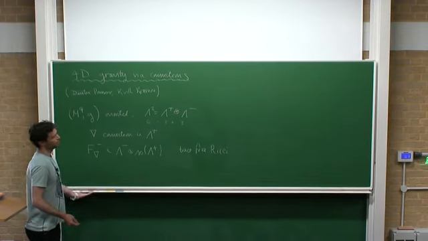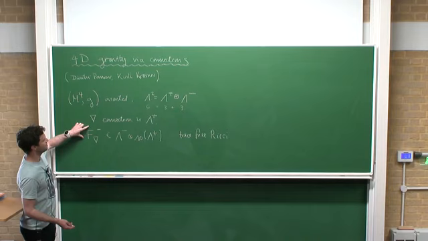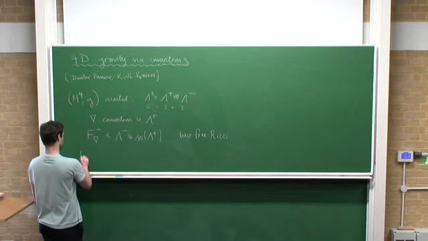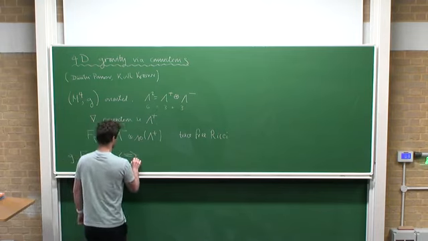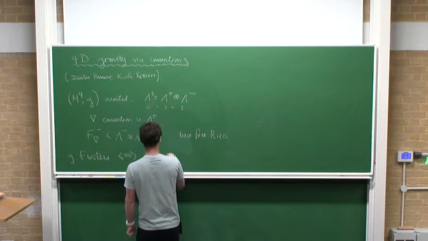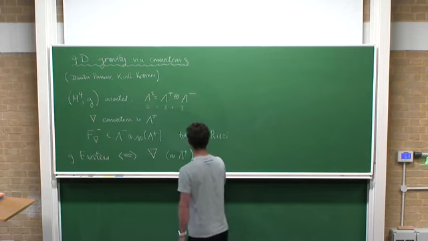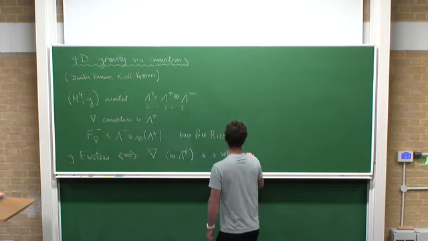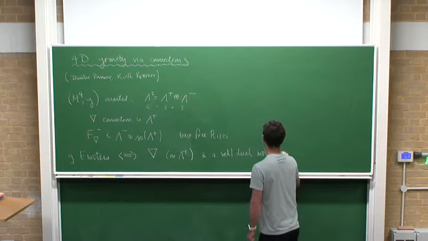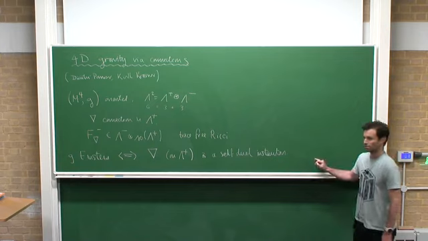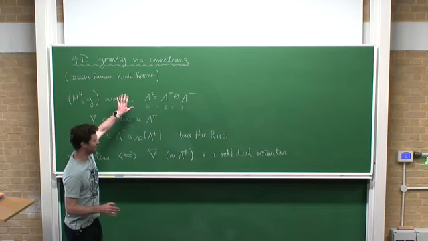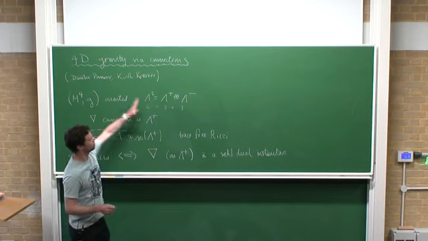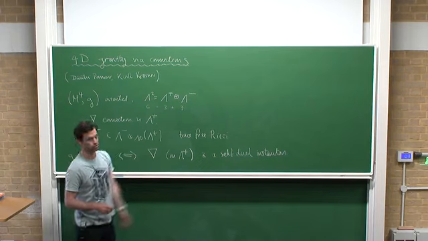So in other words, in 4 dimensions, Einstein's equations are the same thing as asking for the Levi-Civita connection to be a self-dual instanton. Okay, so g is Einstein if and only if this connection on lambda plus is a self-dual instanton. So here, these forms are self-dual, these forms are anti-self-dual, and for a connection to be a self-dual instanton, it means its curvature lies entirely in the self-dual part of the 2-forms.